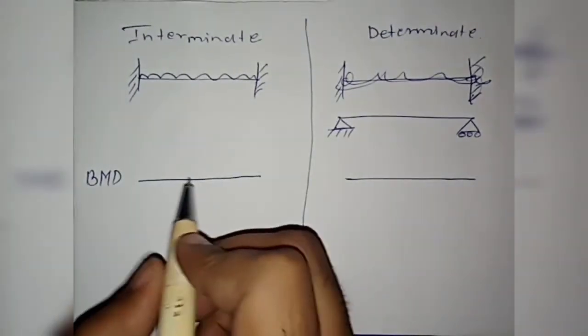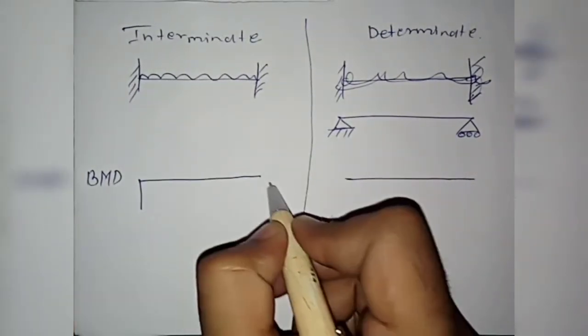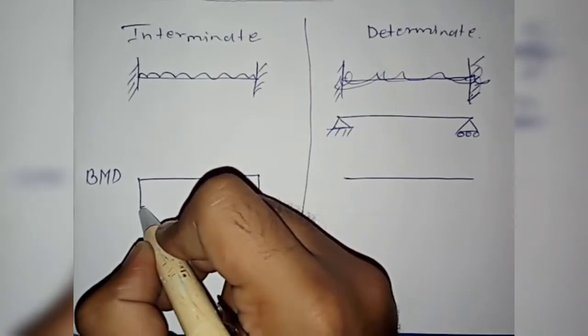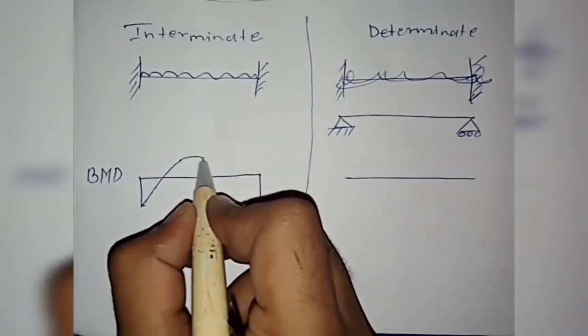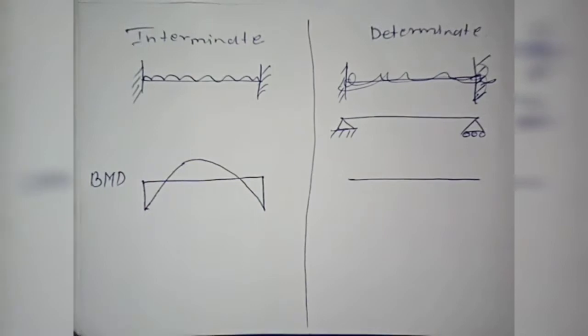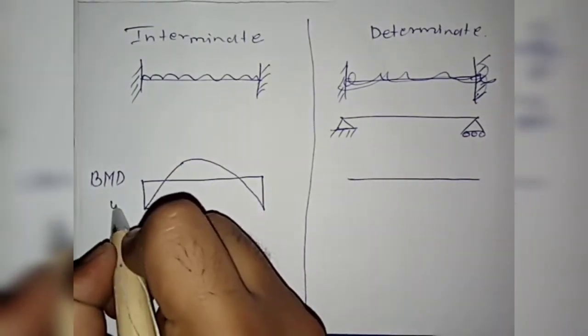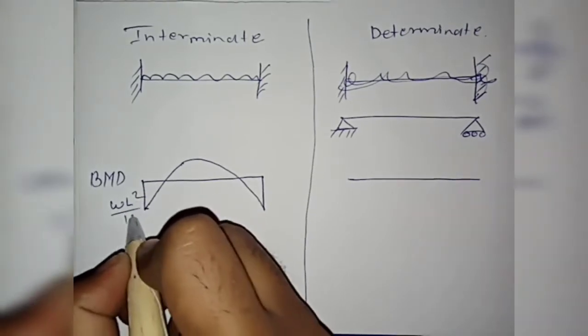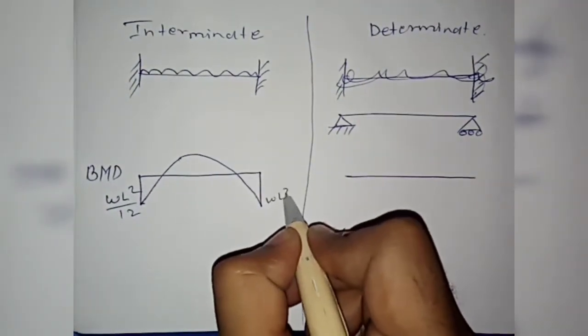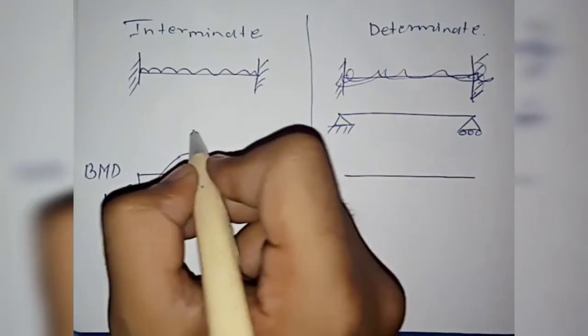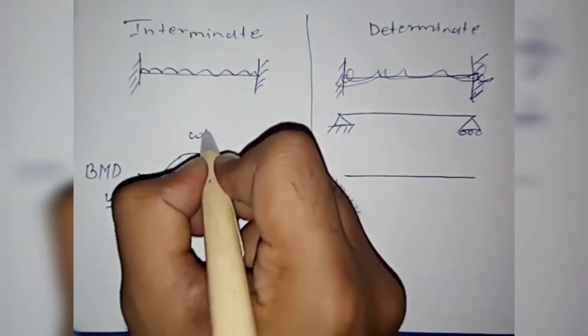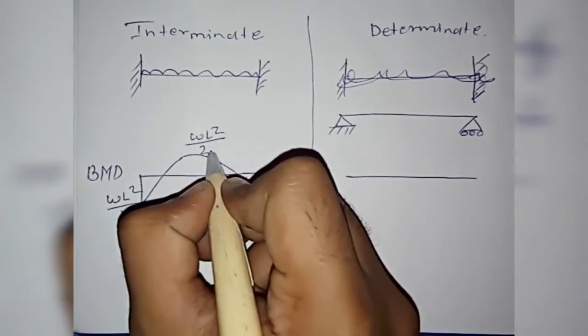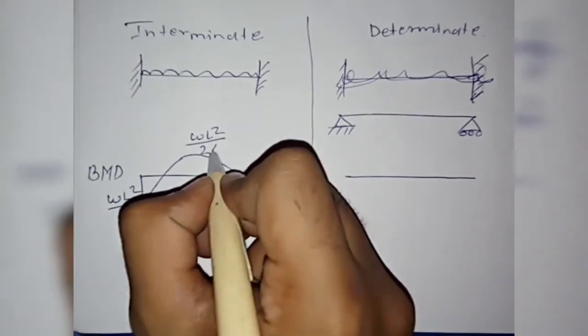So the BMD for this structure will be negative moment at the supports, positive moment at midspan. So at supports it will be WL square by 12, WL square by 12, at midspan WL square by 24.